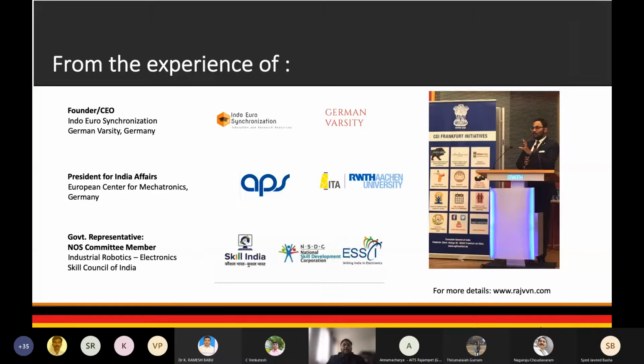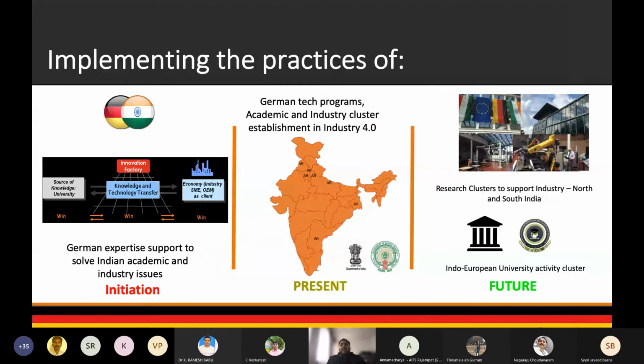We already started this kind of implementation a few years ago, because our intention, and our realization a few years back already, was that we need to create some kind of innovation factory at the college level. So we started creating some kind of German expertise support to solve Indian academic and industry issues, where our fleet has started having a presence in different locations.